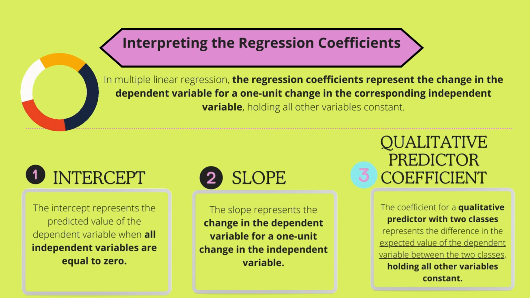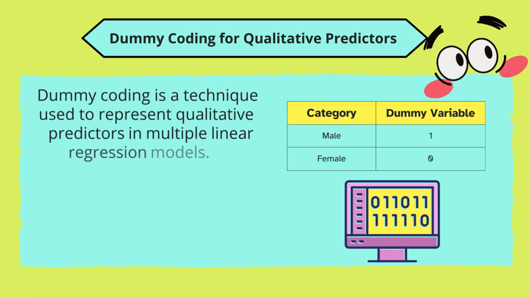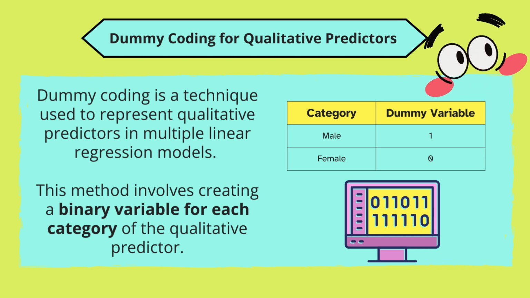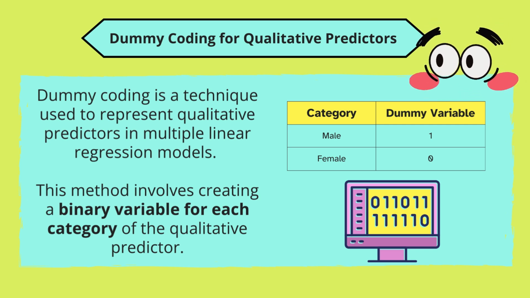Besides, students have to know how to interpret those predictors that represent the change in the dependent variable. The coefficient for a qualitative predictor with two classes represents the difference in the expected value of the dependent variable between the two classes, holding all other variables constant. The dummy coding for qualitative predictors can be based on binary form. Dummy coding is a technique used to represent qualitative predictors in multiple linear regression models. This is the example of dummy coding that involved two classes.